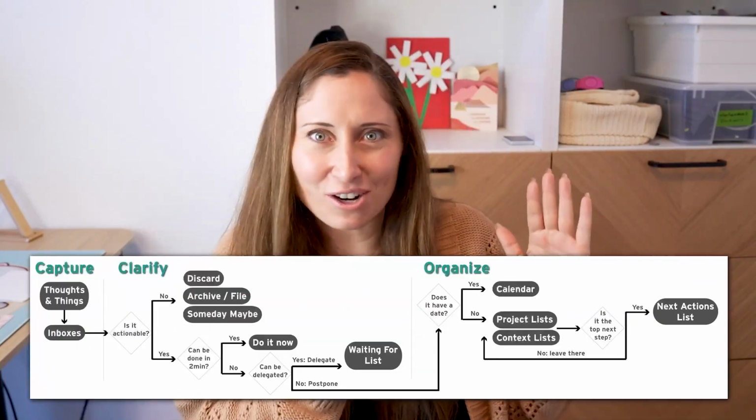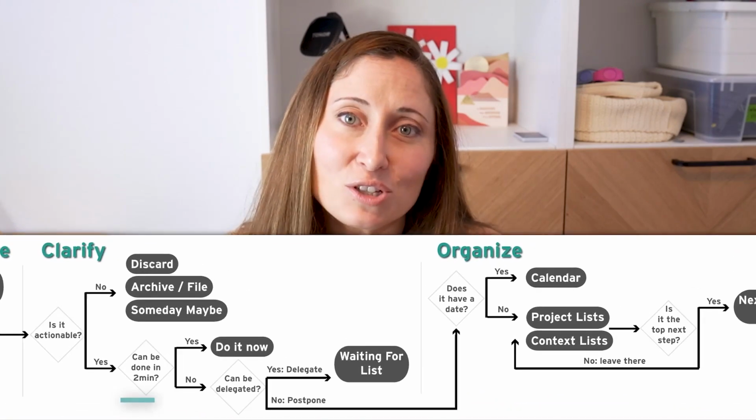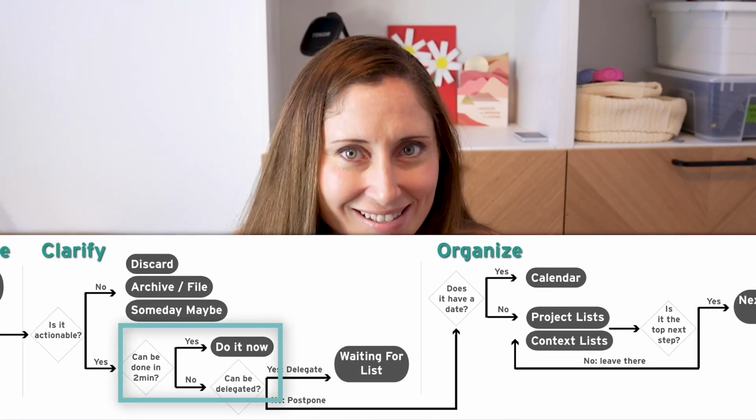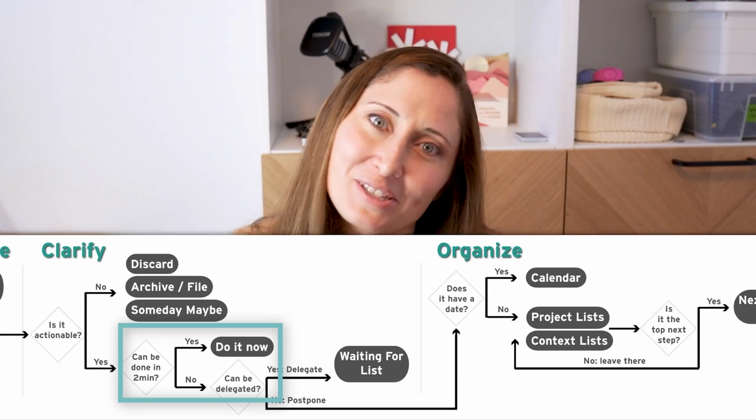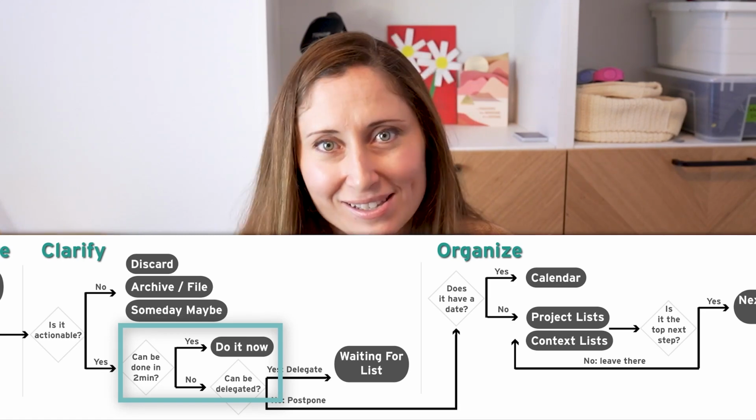Let's get back to that flowchart to look at the actionable ones. The next branch in the flowchart is ask yourself if you can do this task in 2 minutes or less. And if you can, you're supposed to just do it. This will save yourself all of the overhead of further processing this task.